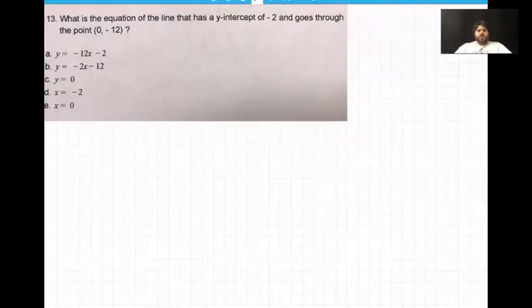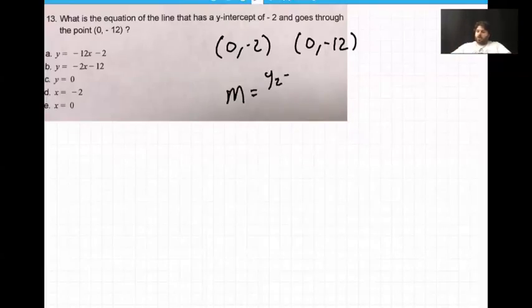All right, what is the equation of the line that has a y-intercept of -2 and goes through the point (0, -12)? First of all, (0, -2) corresponds to the y-intercept of -2, and it goes to this other point, (0, -12). Now, I have 2 points here. I could definitely find the slope, y2 minus y1 over x2 minus x1.